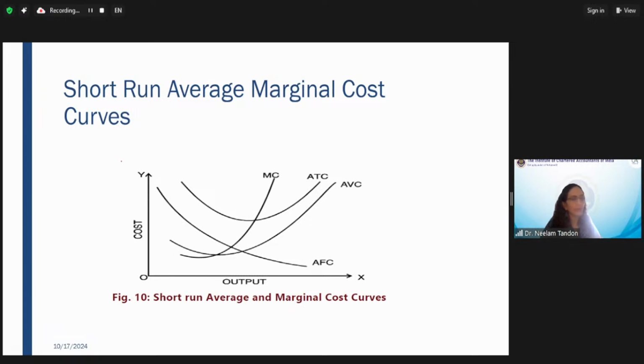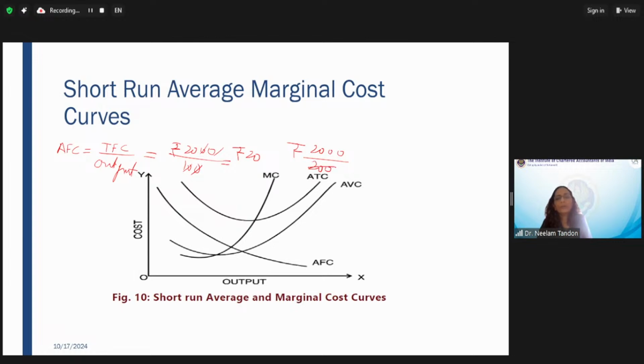Pavan, see, just now I have shown you AFC, no? So what is the formula of AFC? AFC is TFC by output. And in your book, the TFC value is given as 2,000. And the initial output is 100. So the average fixed cost will be how much? 20. If I go for increasing the output from 100 to 200, this is 10. So that means rupees 10.